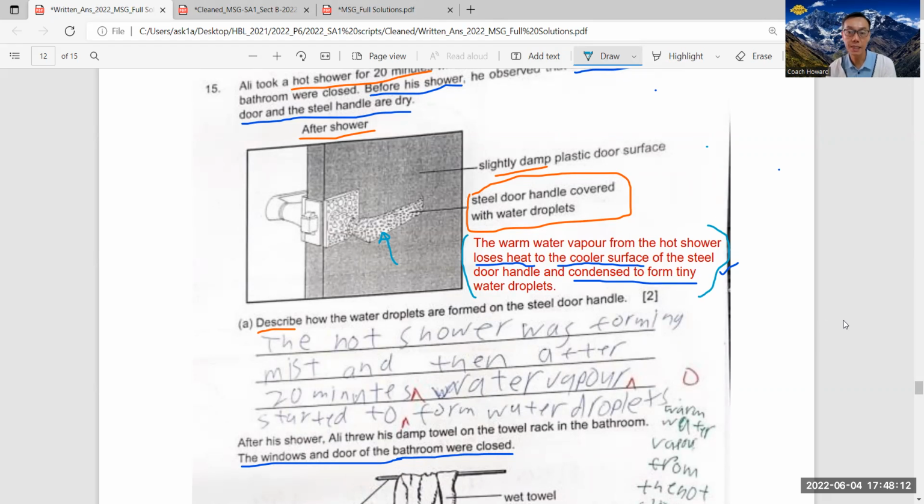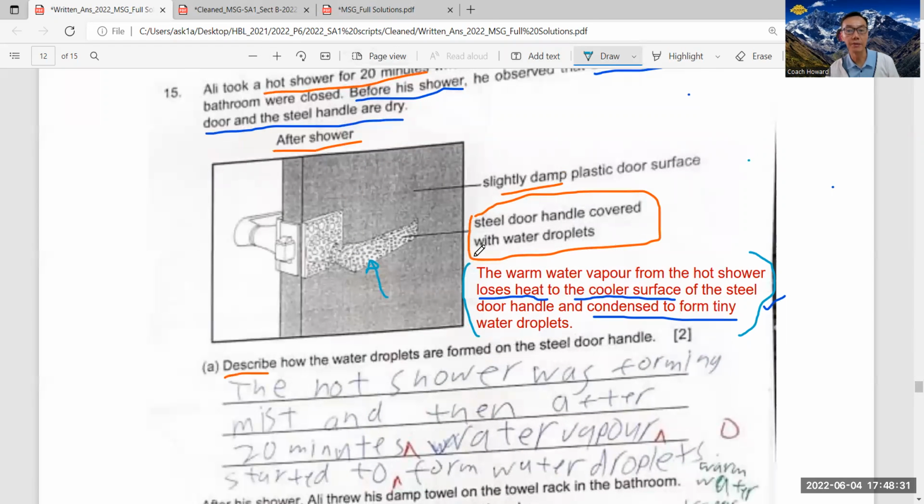Okay, so you must identify number one, the heat source. So it's the warm water vapor from where? From the hot shower. So what does it do? It loses heat to where? To the cooler surface of the steel door. And what happened? And condense to form tiny water droplets. So you take note of this. Let me enlarge it for you to write down the answer.